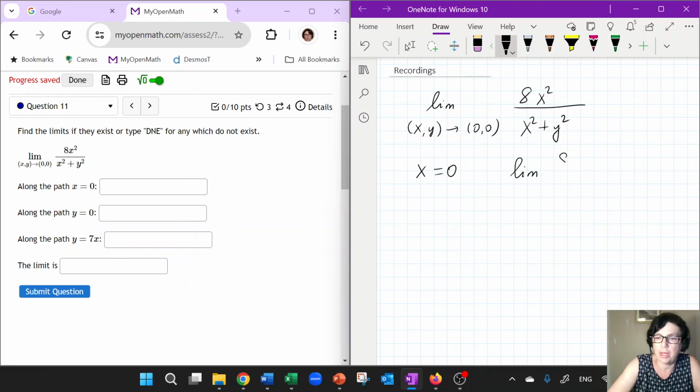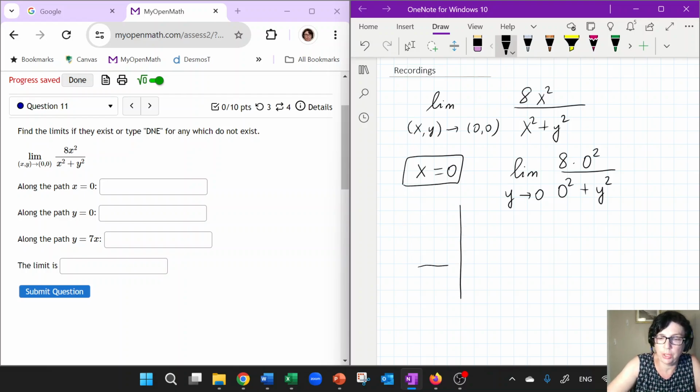If I plug x equals 0, I get 8 times 0 squared, and then x is 0. Now do not plug anything in for y, and let y approach 0. So you are approaching (0, 0), but you are approaching (0, 0) from over here along this path right here, while still staying on the vertical axis.